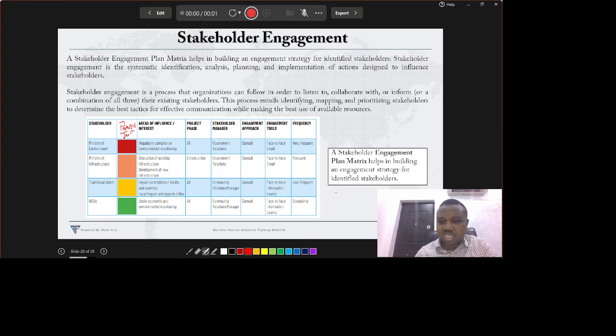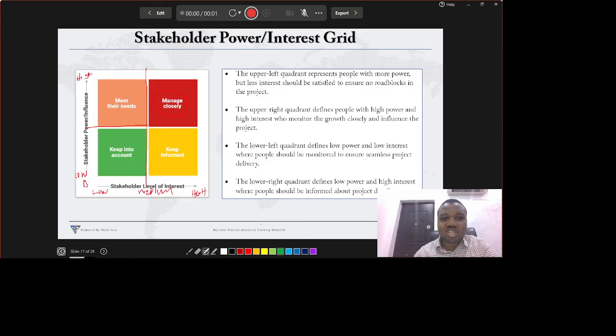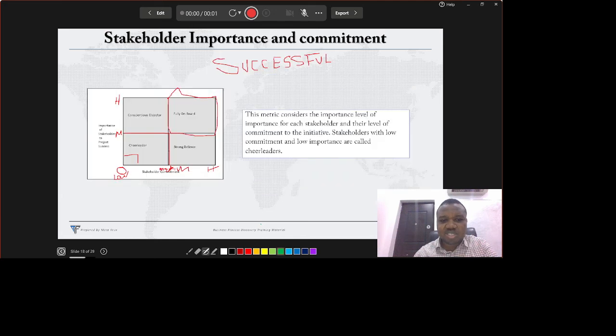Apologies that I didn't clearly identify our legend to aid visibility. So I'm just trying to do that now, so you can see it. I'm being intentional by using the same color indicators. So if you can see, we are using the power and interest grid. Keeping account, keeping informed.